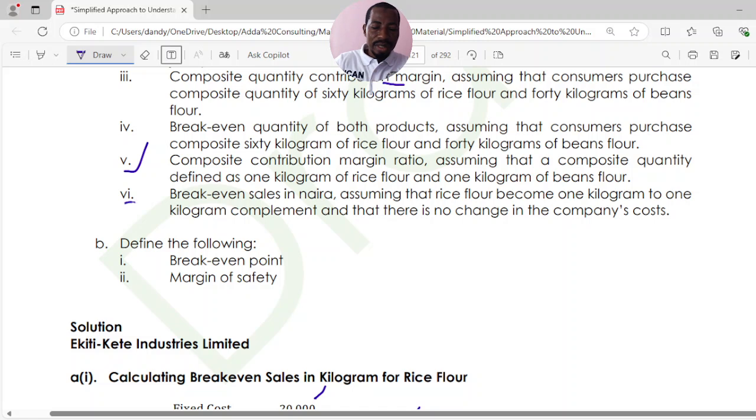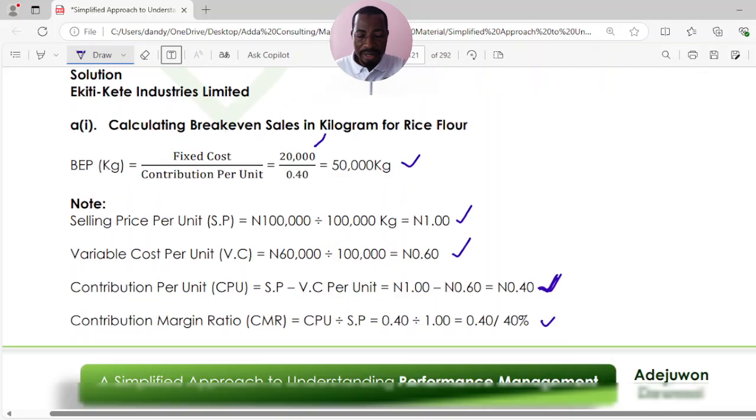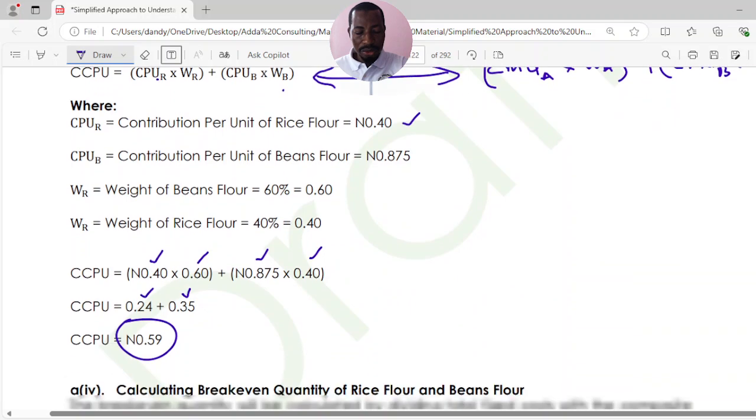Then finally, number 6 of the requirement. You have to determine break-even points in sales, break-even sales in naira, assuming that rice flour and beans flour become a 1 kilogram to 1 kilogram composite and that there is no change in the company's cost. What this simply means is that you are supposed to calculate break-even points in naira for each product, using the contribution margin ratio that you have computed in step 5.